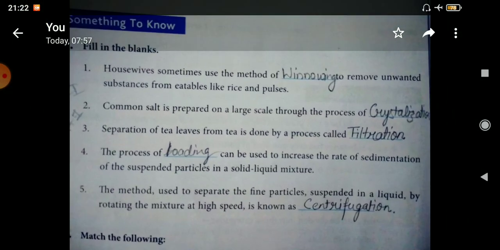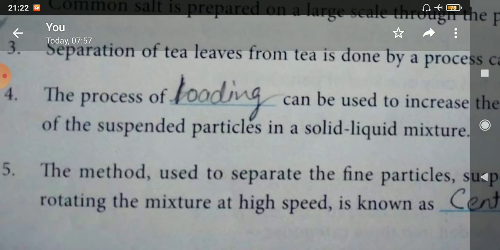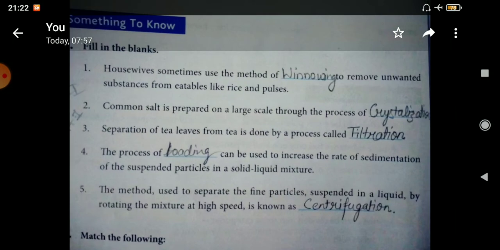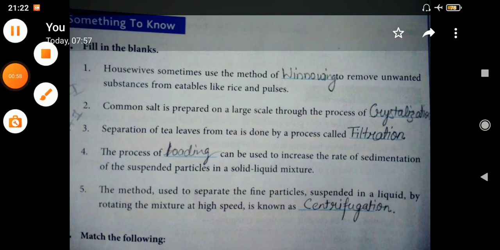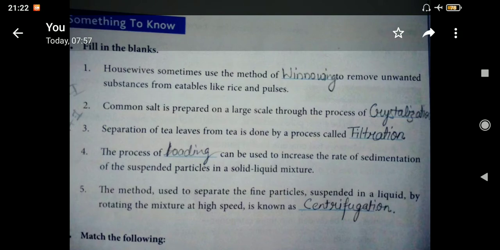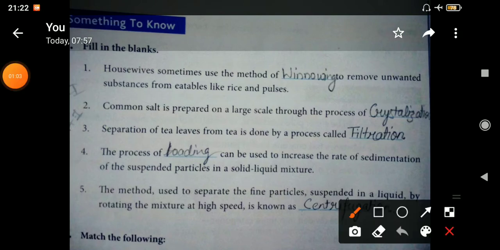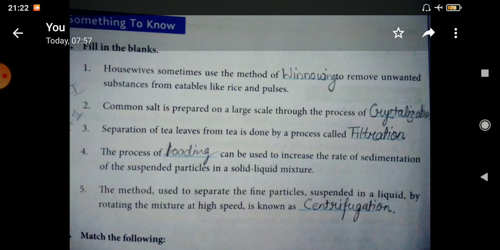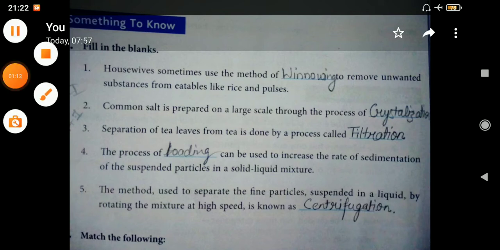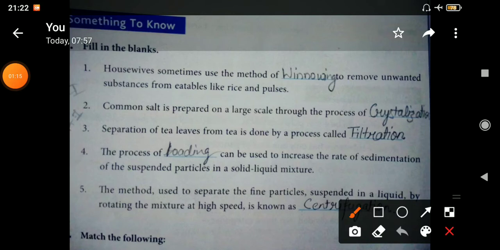Moving ahead, question number 2, common salt. Common salt is prepared on a large scale through which process? Through the process of crystallization. किस प्रोसेस के थ्रू कॉमन सॉल्ट को हम लार्ज स्केल में बनाते हैं? That is crystallization.